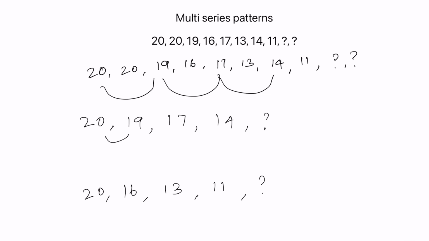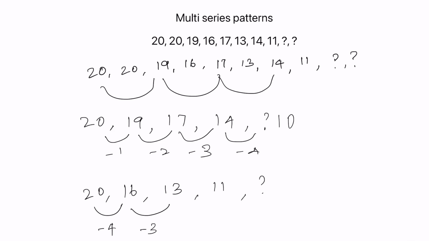Here it is going to be 20 minus 1 is 19, 19 minus 2 is 17, here it's minus 3 is 14. If we take the same example and extrapolate it, minus 4 will be 10. And the other way around, here 20 minus 4 is 16, minus 3 is 13, 13 minus 2 is 11, and if you do minus 1, it is going to be 10. So the missing numbers are 10, 10.